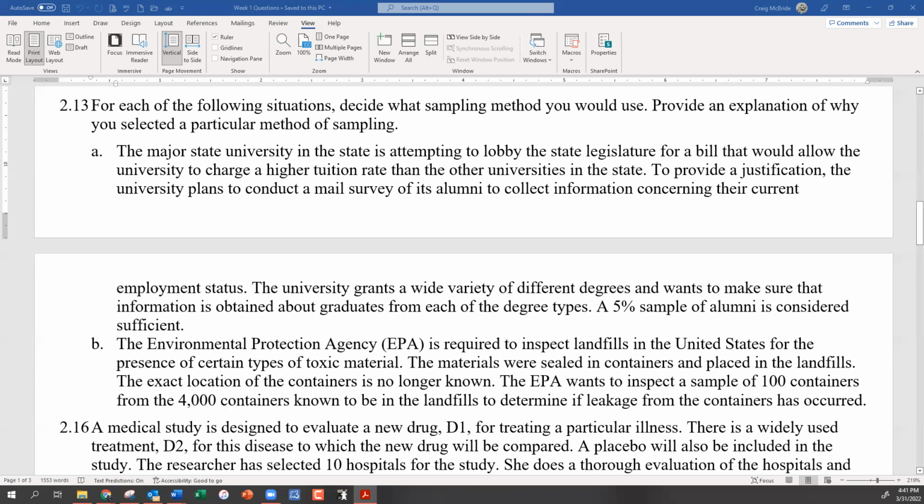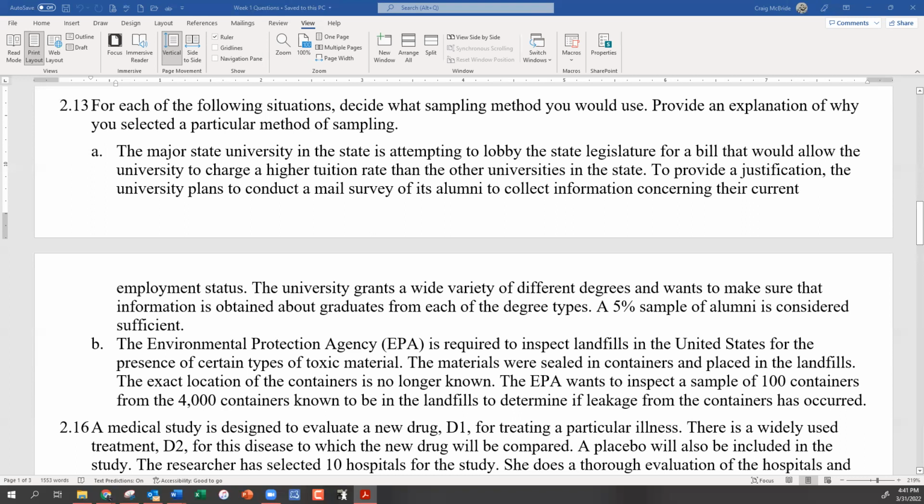Stratified? Awesome, very good. Yeah, because we want to make sure that we're sampling from within each of the different degree types. Those are our strata, right? So we want to take a random 5% sample of degree A and a random 5% sample of degree B and C and so on and so forth. Very good. Okay, this is the one people always get wrong.